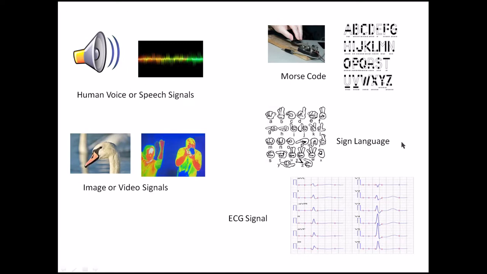Here are some pictures, some images which I have put here. As you can see, this is an example of a human voice or speech signal. This is one image signal. Examples of image signal, Morse code, which is mostly used in military applications where the signals are transmitted and decoded. This is sign language, and this is one example of an ECG signal.